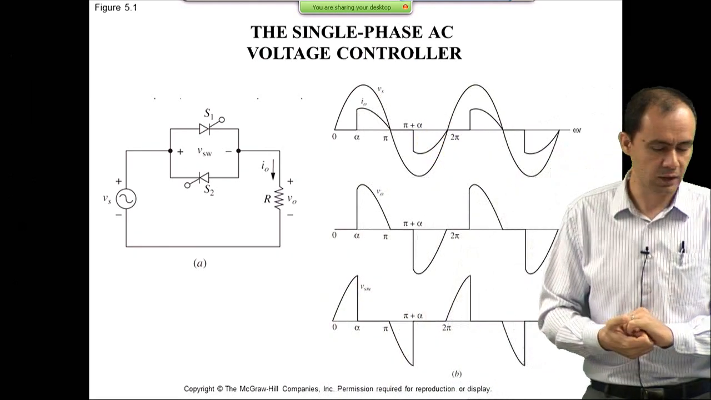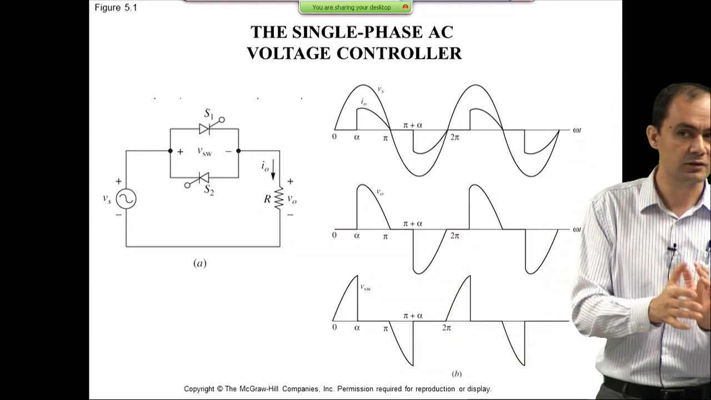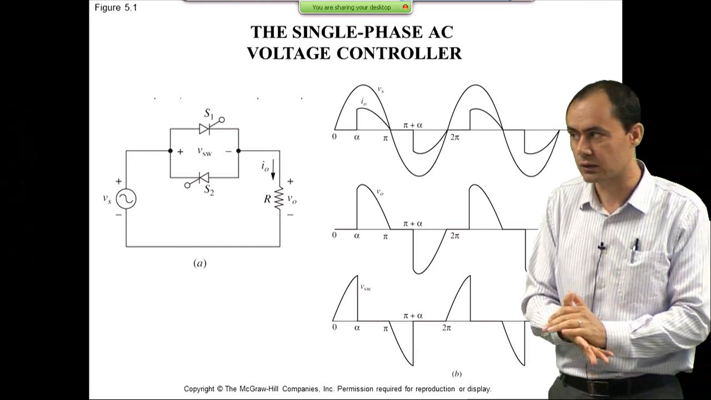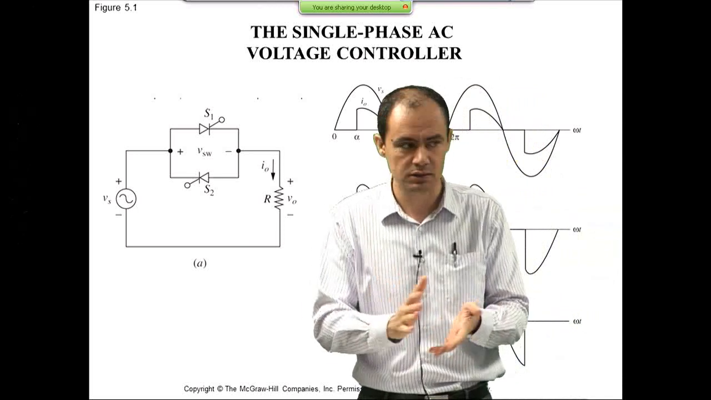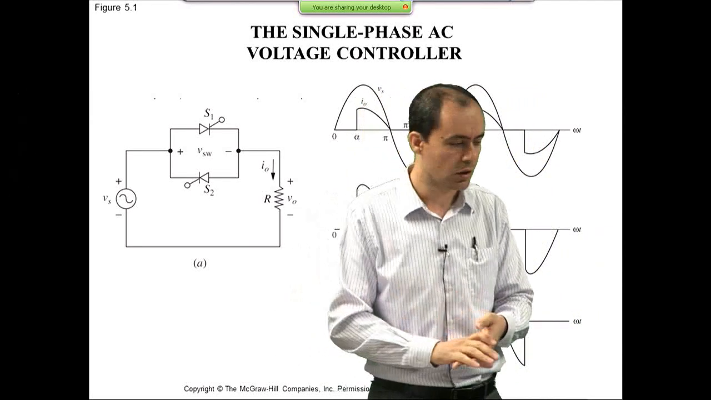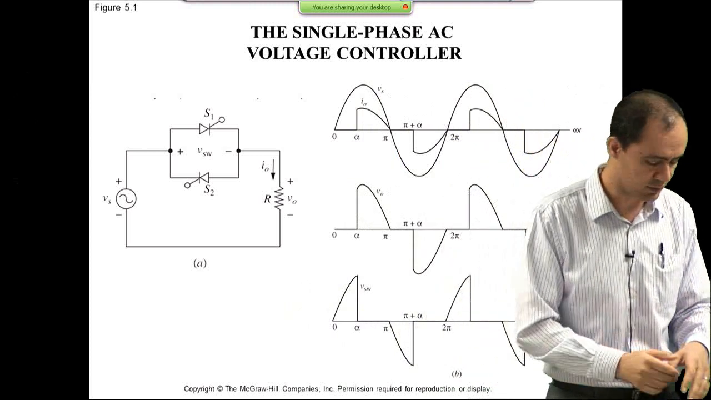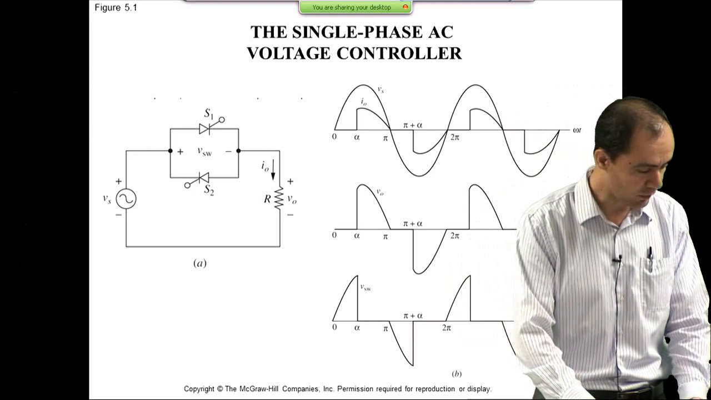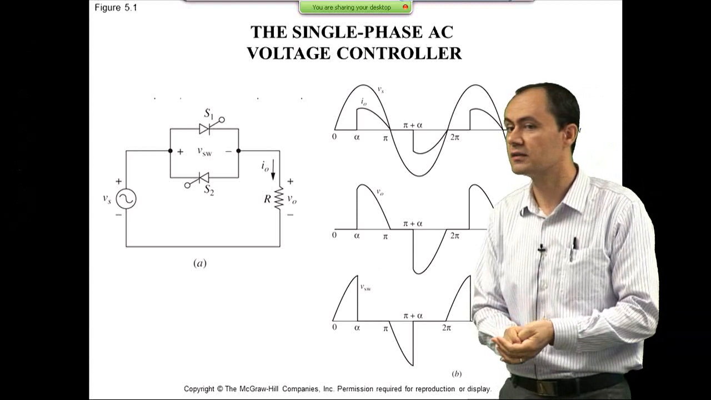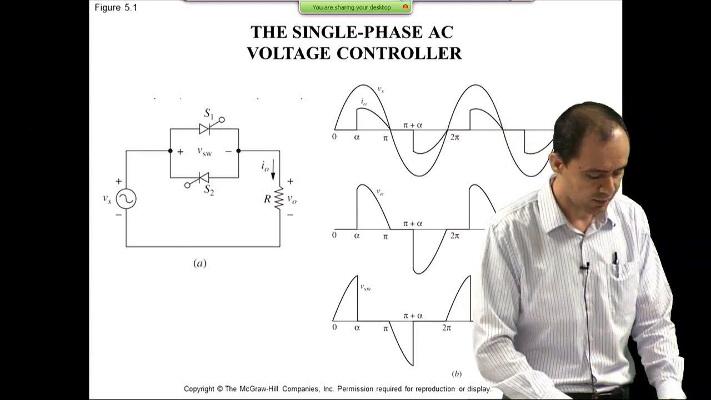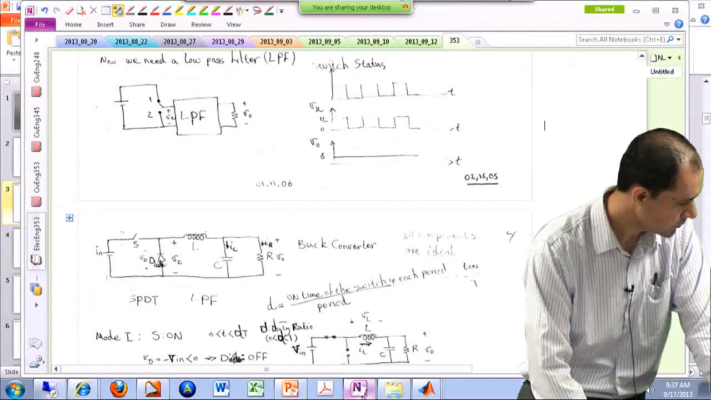All you have is an application where you want to control the amount of power that is delivered to your load, and your load is a resistive load that is supposed to generate heat or light. For instance, a conventional light bulb, or an electric oven, or an electric water heater, things like that. In this chapter, we are going to talk mostly about single-phase applications. Obviously, the same thing applies to three-phase applications.